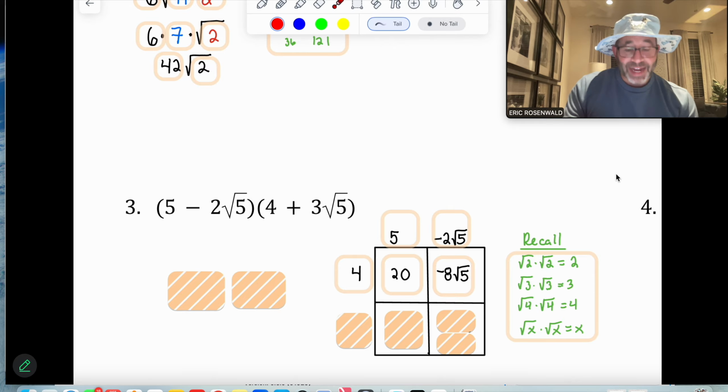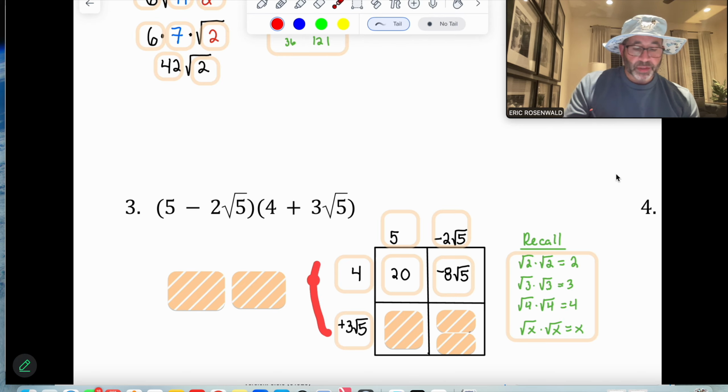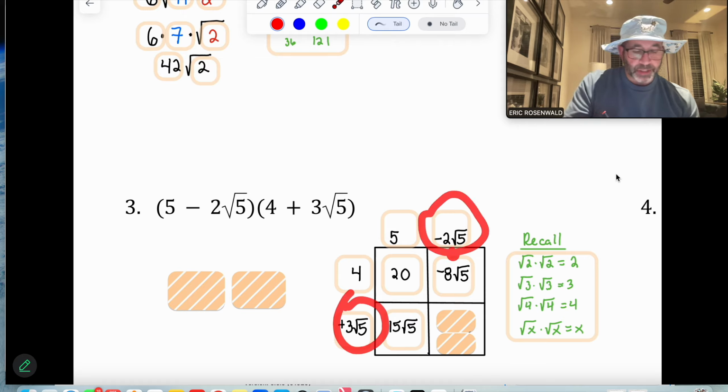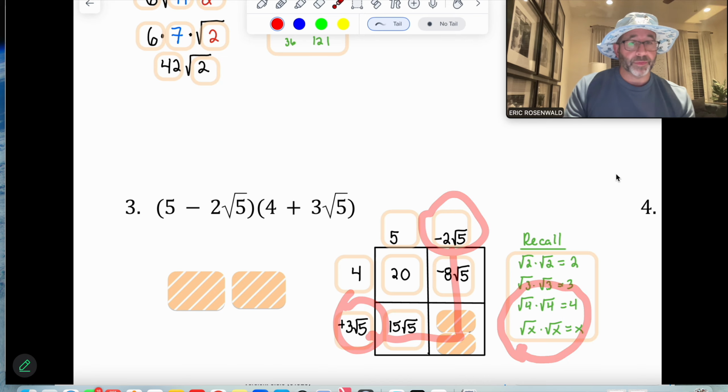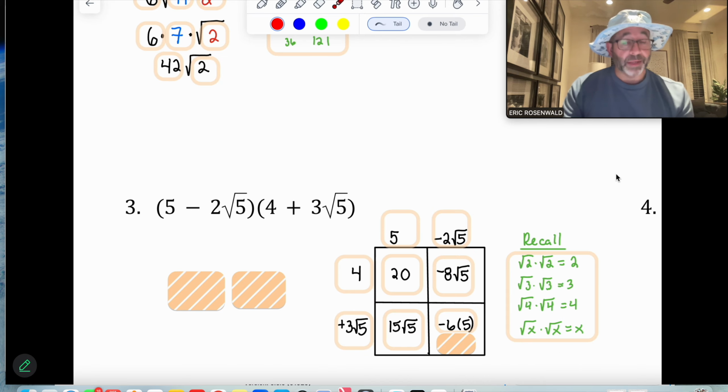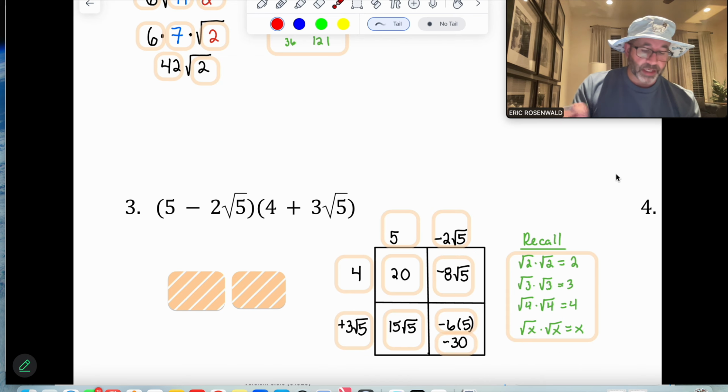Okay. The next value we're going to distribute is this positive 3 root 5. So now let's multiply this out. This multiplied is going to equal 15 root 5. And then we're going to multiply these together. Now this is where you have to be very careful. You have a positive 3 times a negative 2, which is negative 6. And then you have root 5 times root 5. And we just said when you have a root times itself, root 5 times root 5 is just going to equal a 5. So we're going to have a negative 6 times 5, and that equals a negative 30.